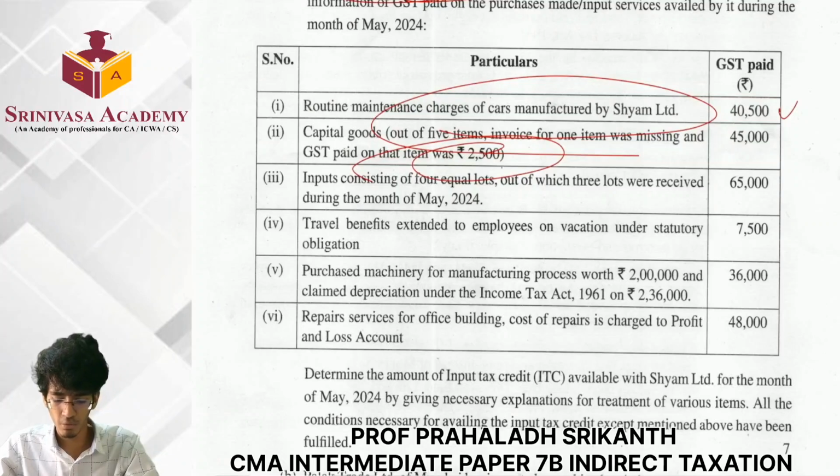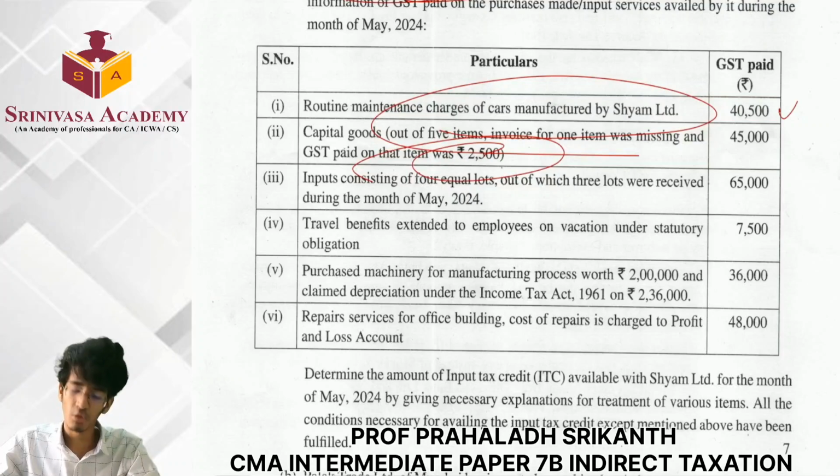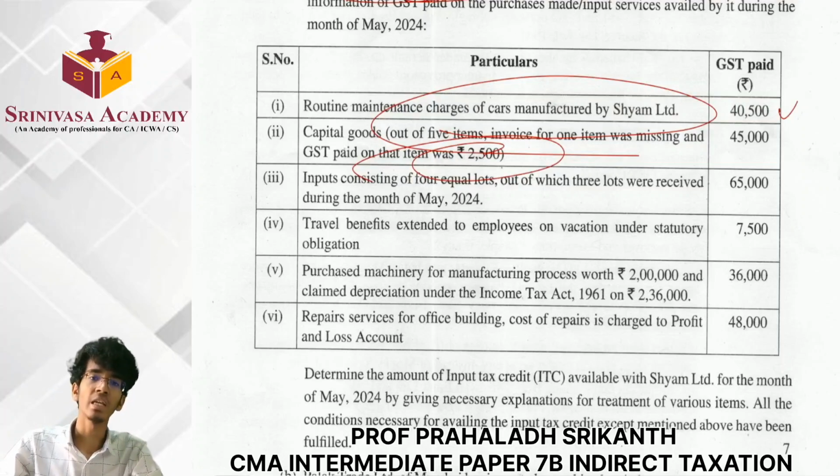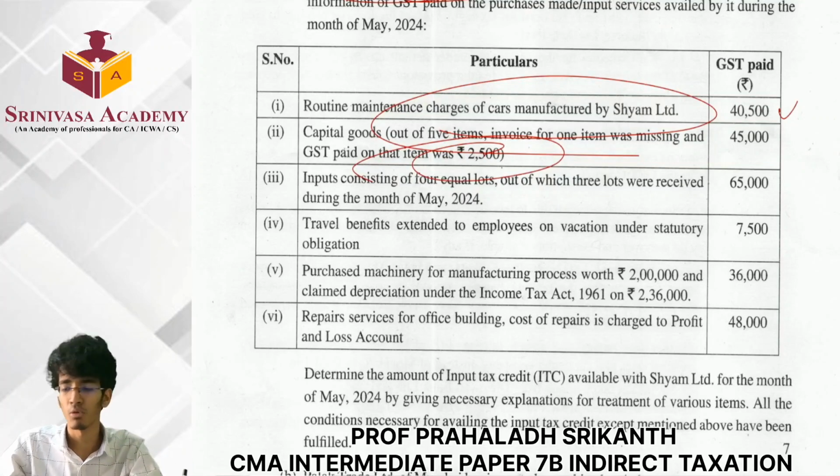Inputs consisting of 4 equal lots, out of which 3 lots were received during the month of May 2024. This is our third point. As per section 16 subsection 2 clause B, if you are receiving inputs in lots, ITC can be claimed only upon receiving the last lot.